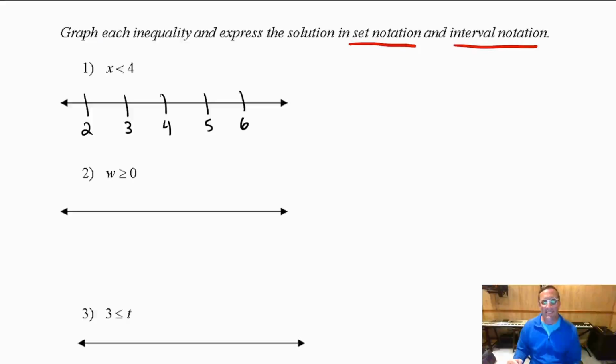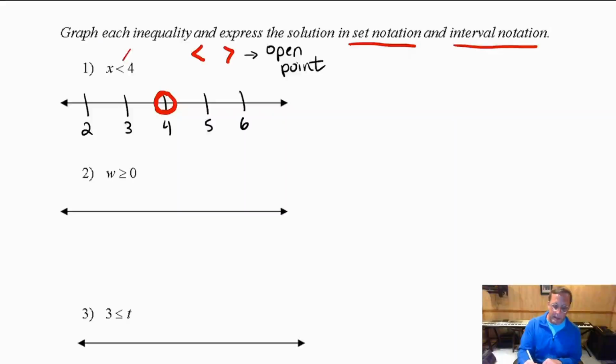All right, now this one says x is less than 4. So it doesn't say less than or equal to. When it's just a less than, or just a greater than, you're going to use an open point, meaning you're just going to put a circle. You're not going to close it up. You're not going to fill it in. All right, so we're just going to put a circle right there, okay? And then we're going to draw our vector.